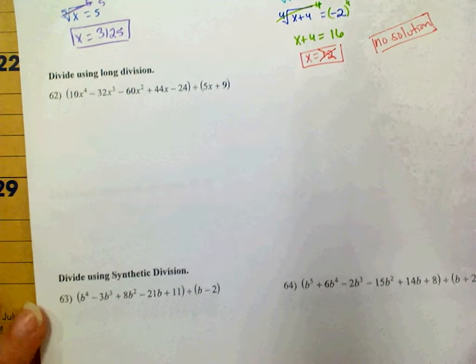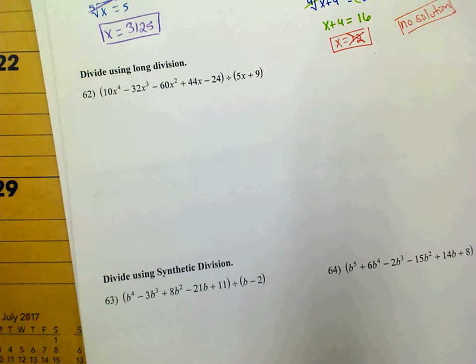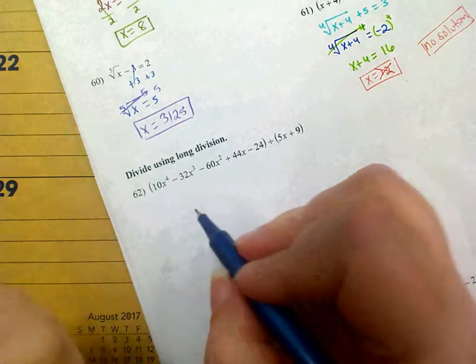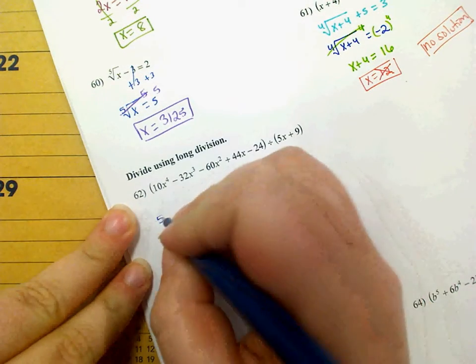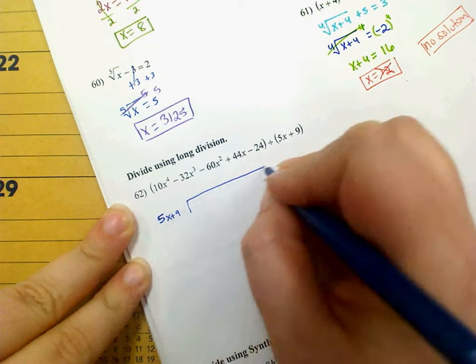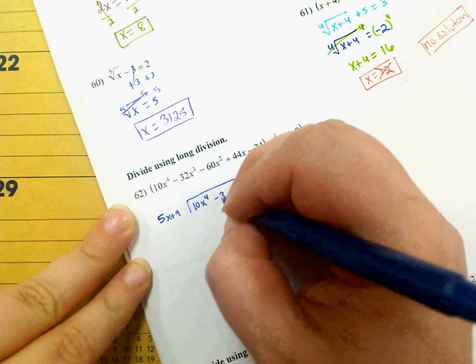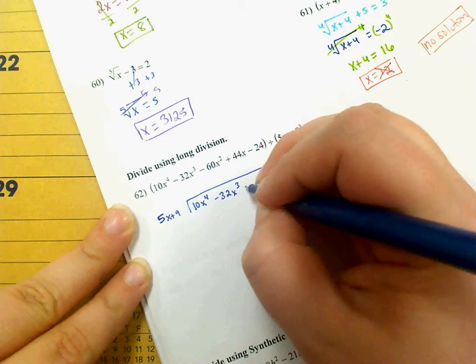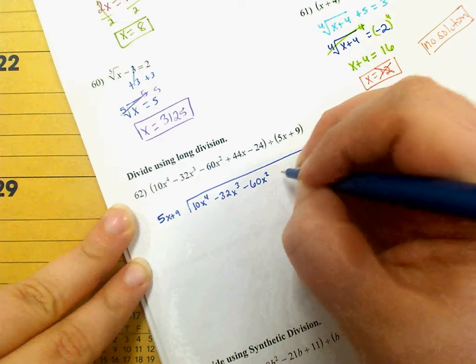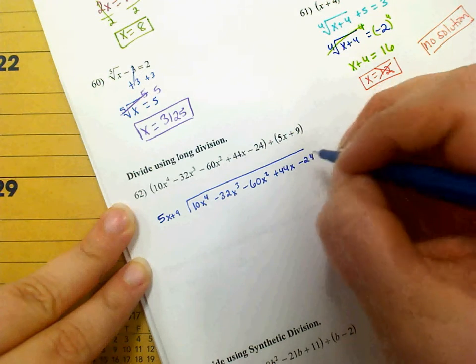Okay. So, long division. Long division, I'm going to start out with 5x plus 9, and I'll write this function in there: 10x to the 4th minus 32x cubed minus 60x squared plus 44x minus 24.